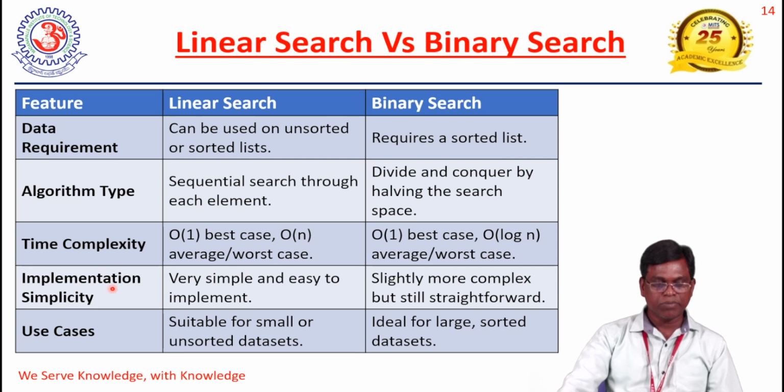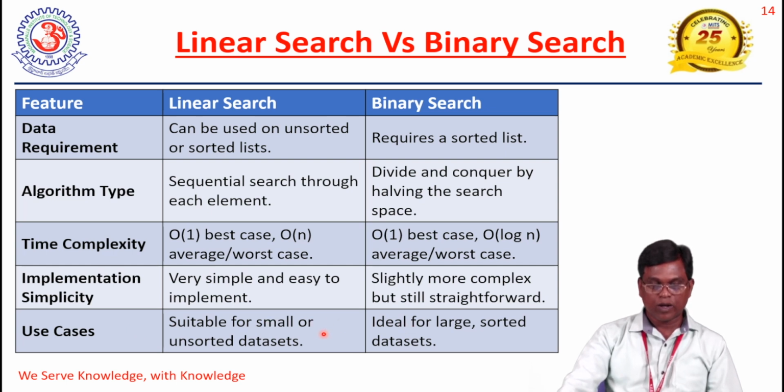And coming to the implementation simplicity, the linear search is very simple to implement and easy to understand. But it is applicable only for lists of elements which are small data sets. Whereas binary search, we may feel is a little bit difficult, but it can work efficiently and it is straightforward. And coming to the use cases, where we can use linear search and binary search.